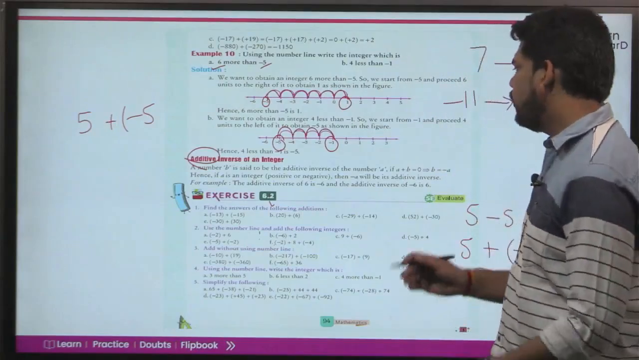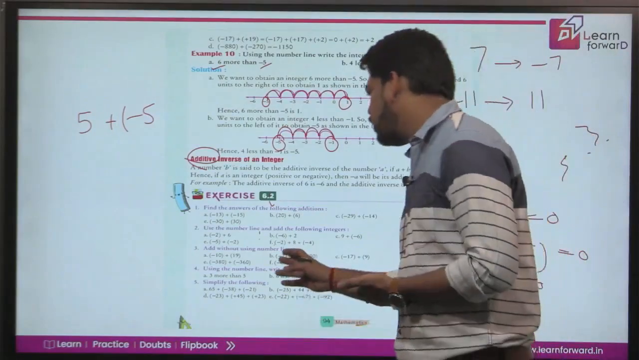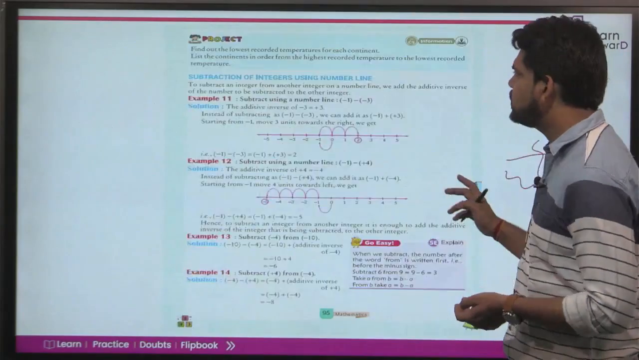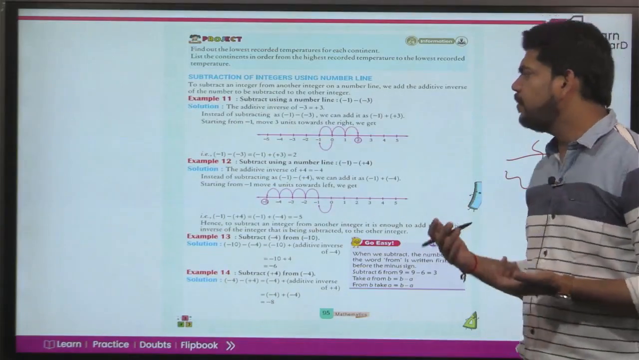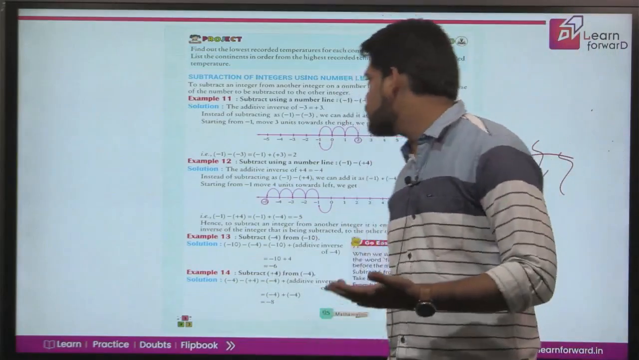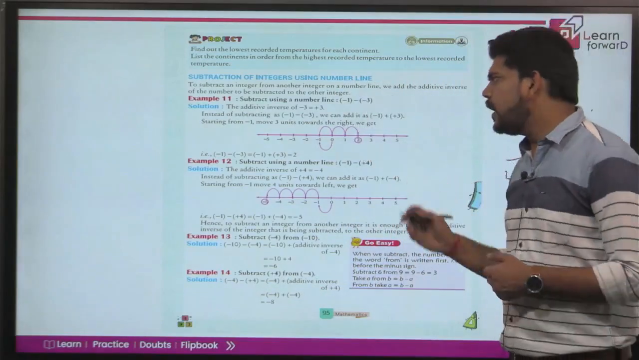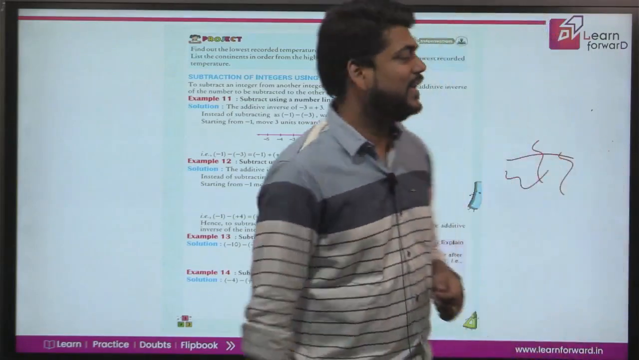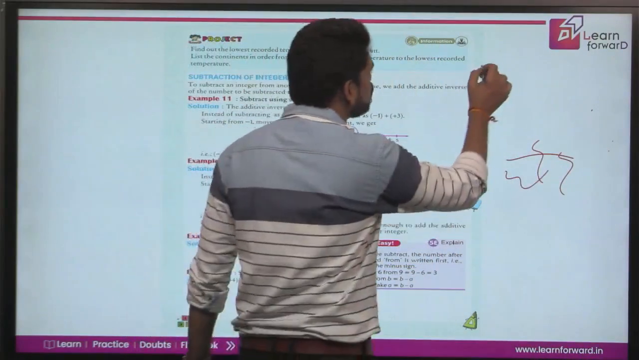Find the answer of the following addition. You can do these questions by yourself also, with or without number lines. We have already done these concepts. Now subtraction of integers. The same way you have done the addition, you can do the subtraction as well. Subtracting using the number line: minus 1 minus minus 3. Now let us first read how to solve it.